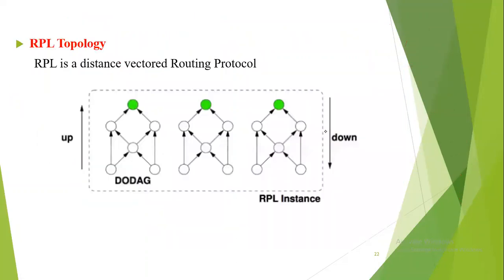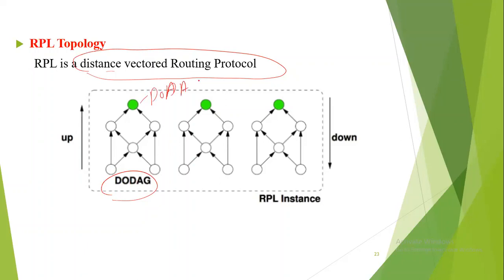So this one is the RPL topology. Basically, RPL is a distance vector routing protocol. Whenever a harsh environment is there, meaning applications wherein there is large noise, you can use this RPL protocol. It works on DODAG methods. Basically, this is the DODAG root. All these are nodes, and this is a DODAG node.